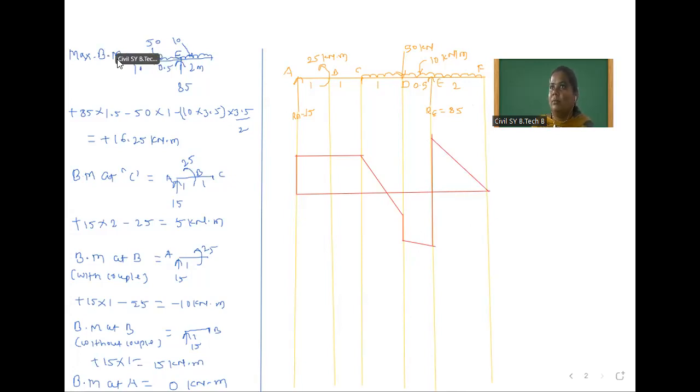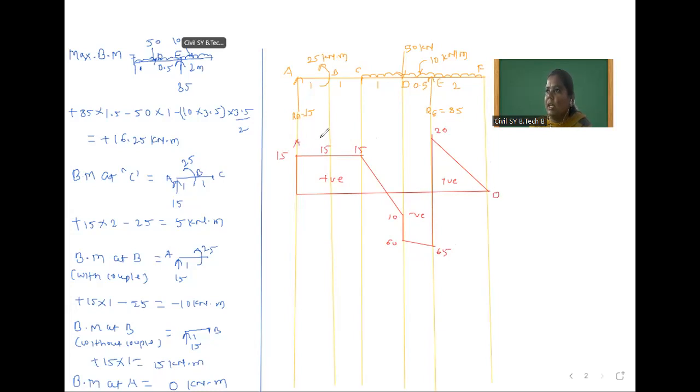So this is plus, this is minus, and this is again plus. Here 15, here also 15, here also 15. At this point minus 10. Okay, don't write minus, because we have already drawn below the baseline. So 10, here 60, here 65, here 20, and here 0.